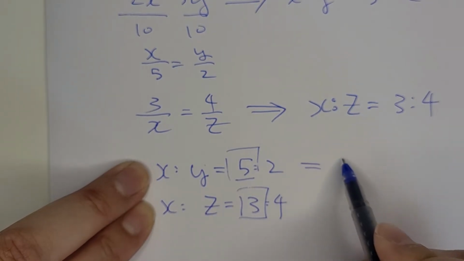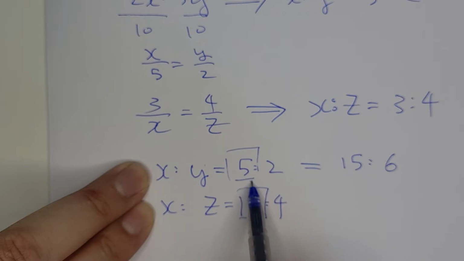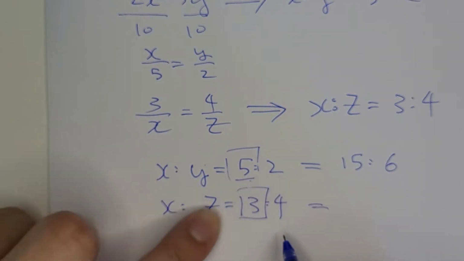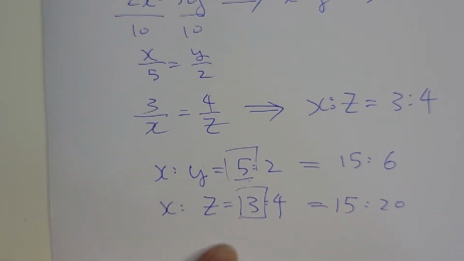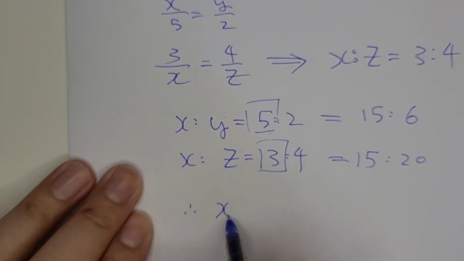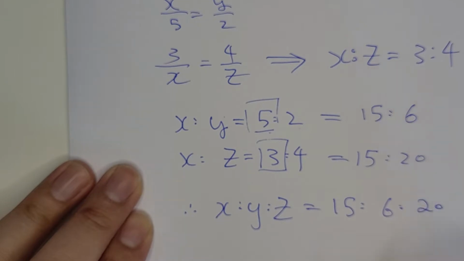So it can be changed to 15 to 6. Both numbers are multiplied by 3. And here you want to change it to 15, so multiply by 5. That becomes 20. Therefore, you can write down x to y to z, that is 15 to 6 to 20.